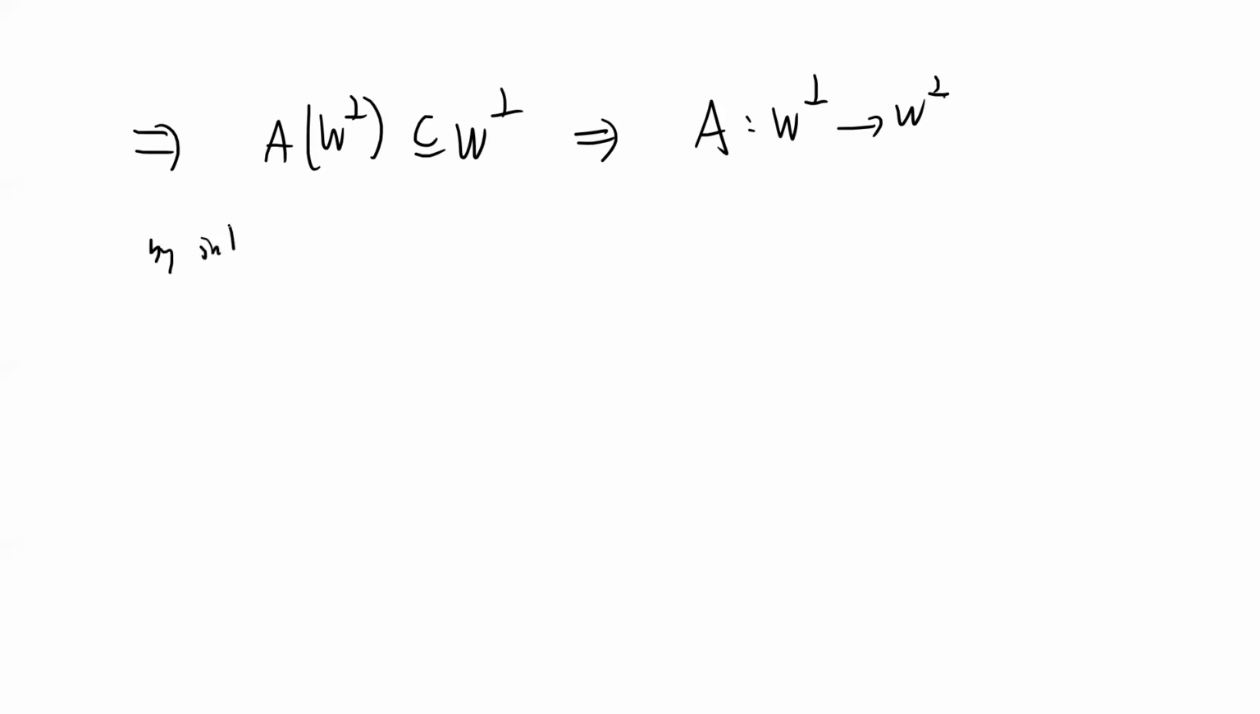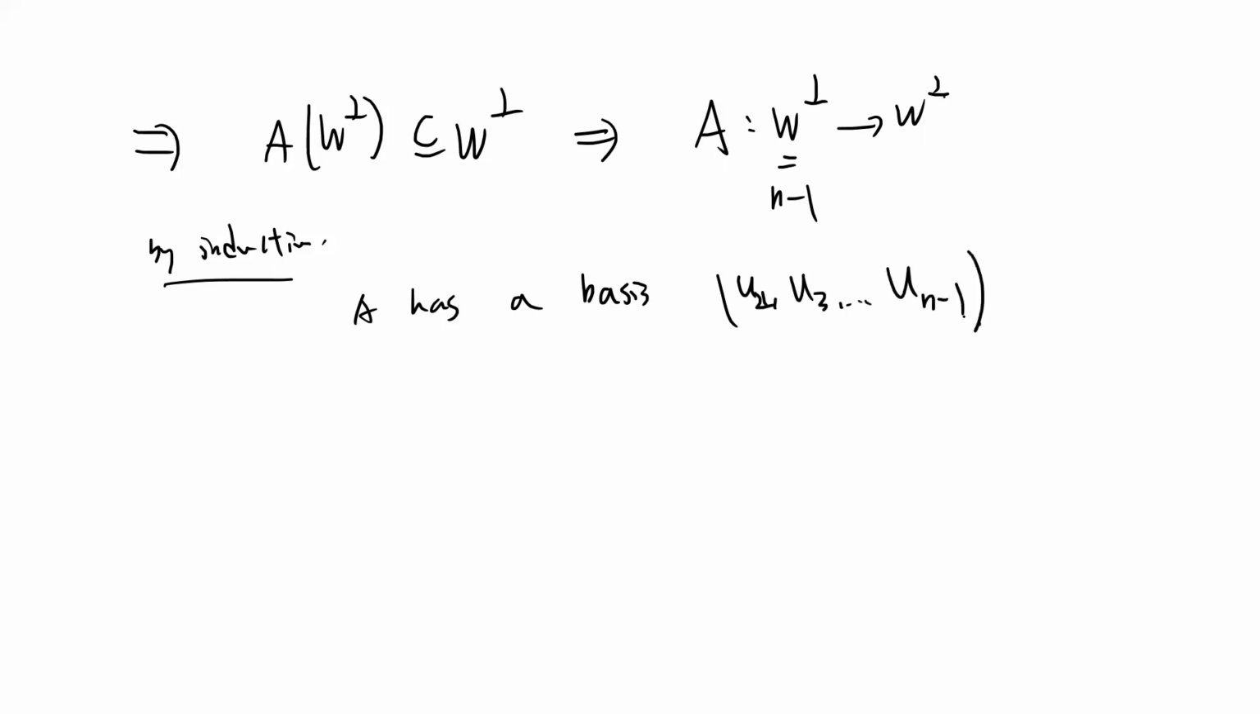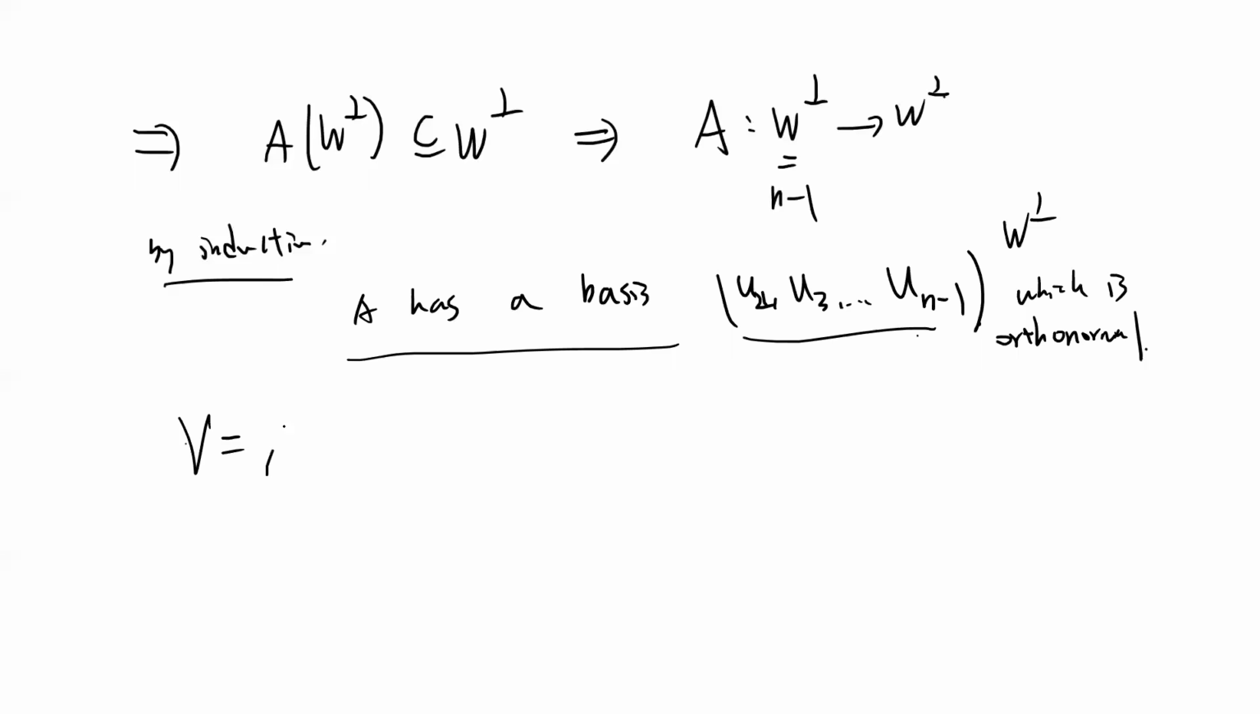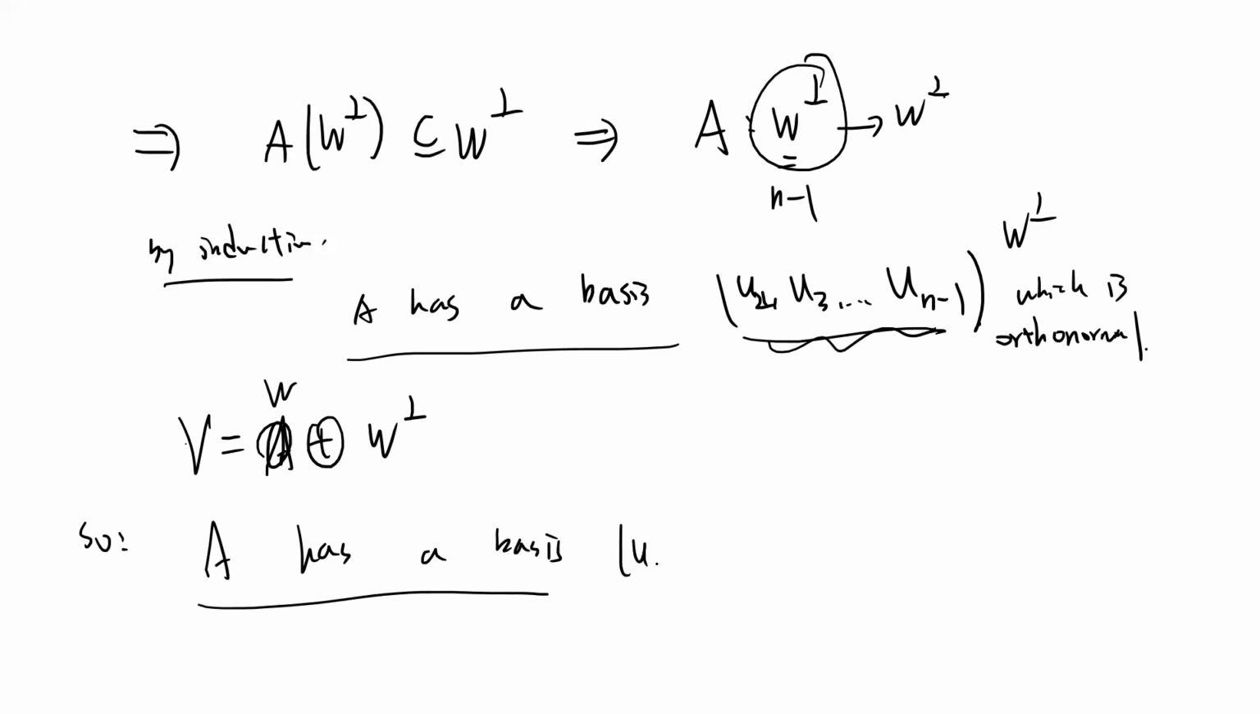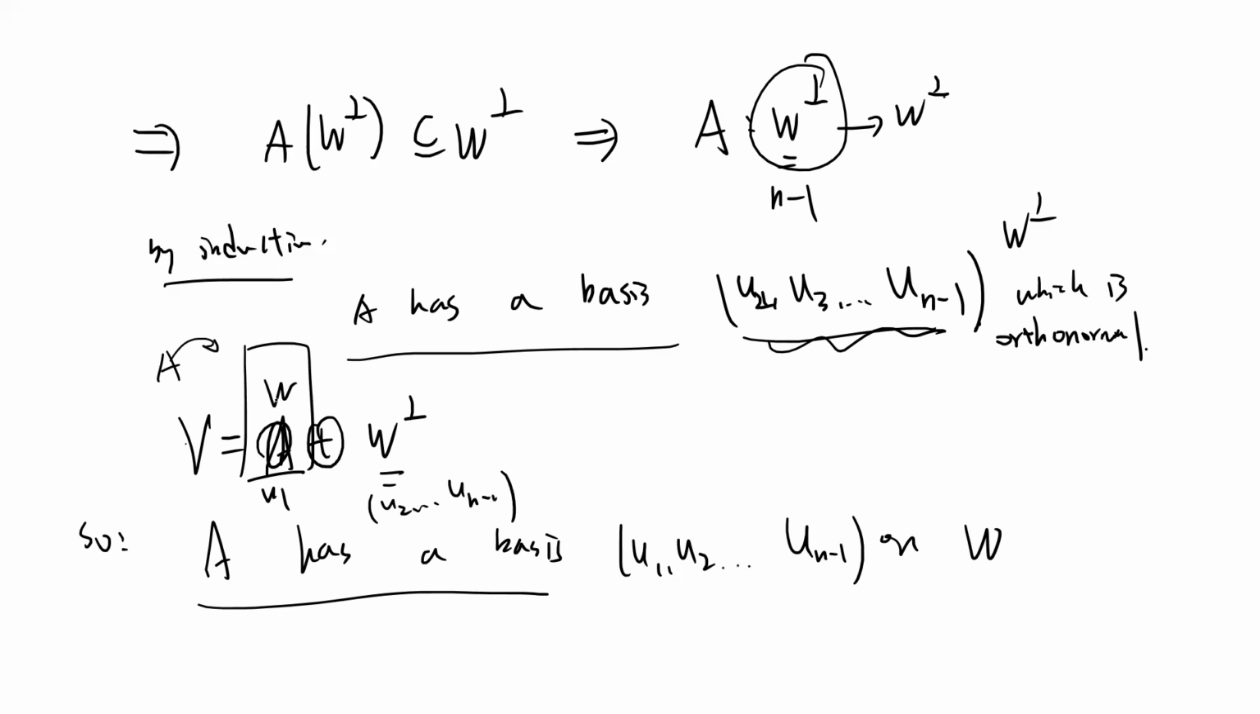So by induction, I know that W complement has dimension n minus one, because I projected out one vector. So A restricted to W complement has a basis, let's say U1, U2, U3, up to U n minus one, which is also normal. This is a basis on W complement, and V is the direct sum W direct sum W complement. So A has a basis of U, U1, U2, up to U n minus one on all of V.